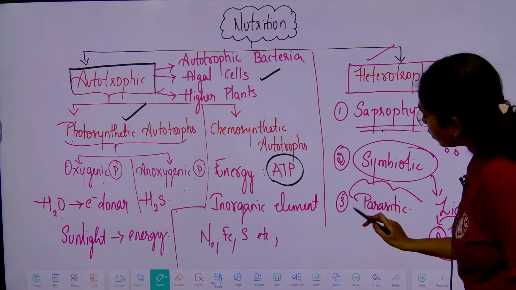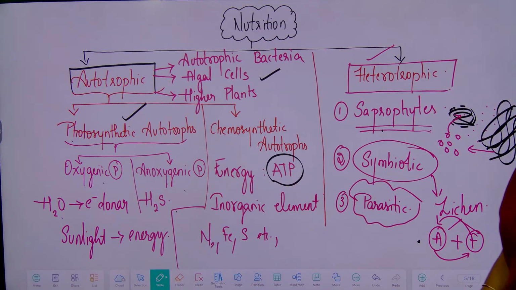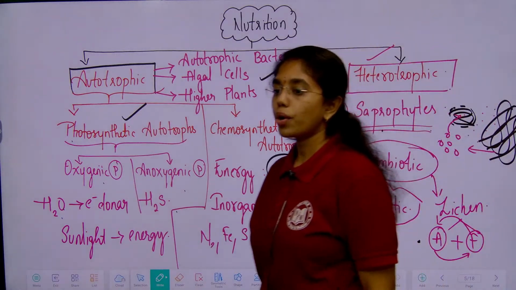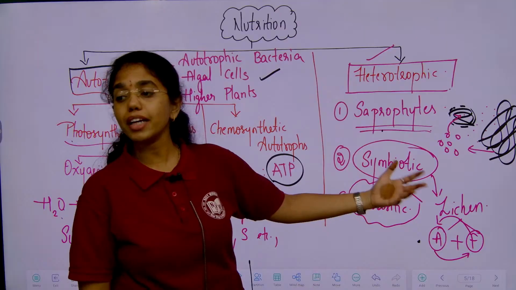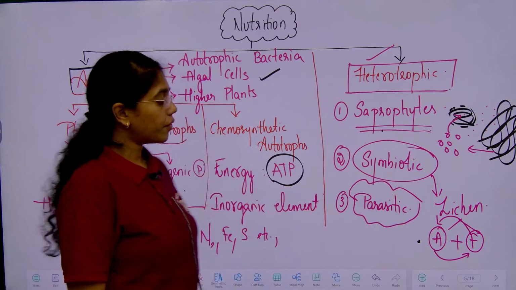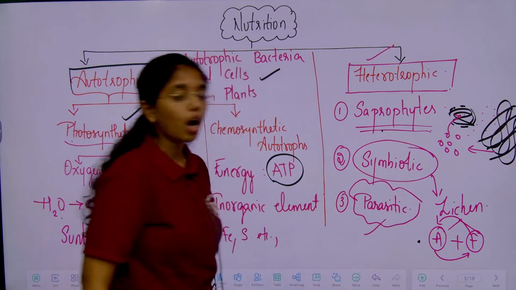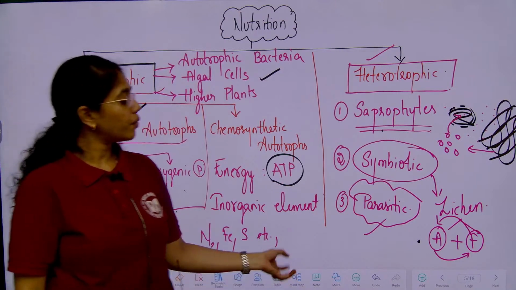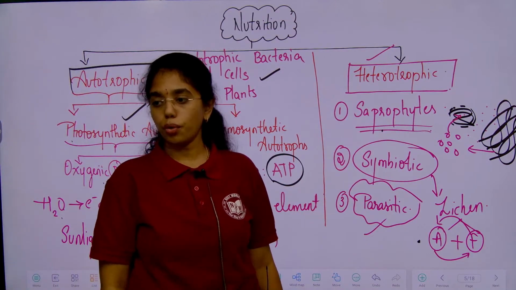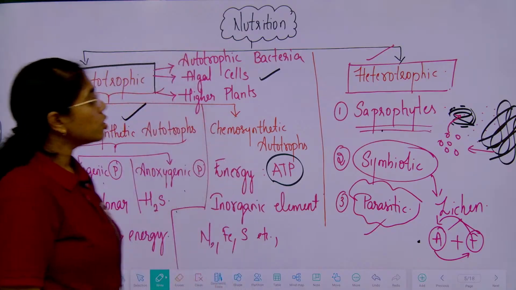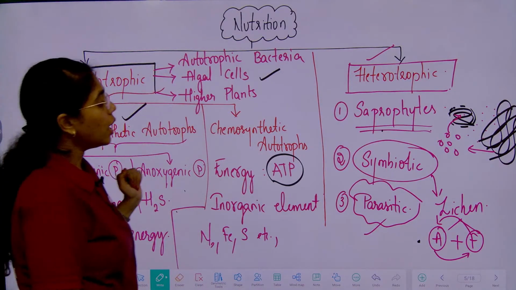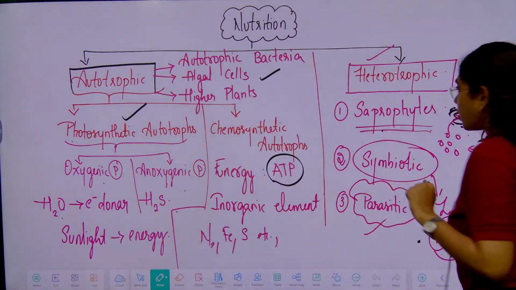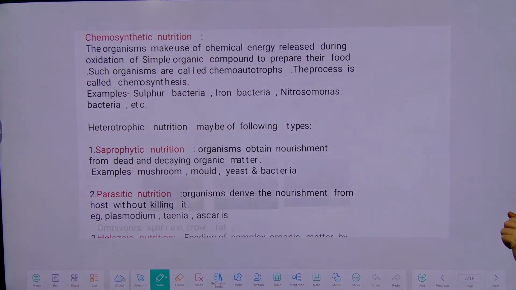Last mode of heterotrophic nutrition is parasitic method, okay, wherein the organisms will infect the host. It will either cause death of the host or infection to the host, and it will rely on the host for the nutrition completely. Okay, so this is autotrophic and heterotrophic mode of nutrition, right? I hope the types of autotrophic and heterotrophic mode of nutrition are clear to you.